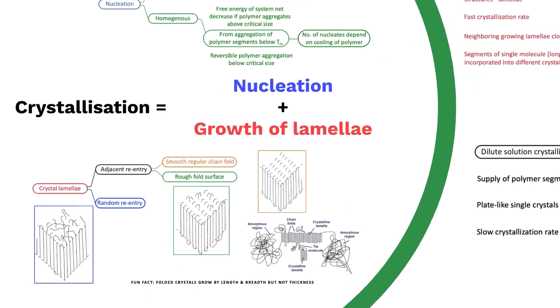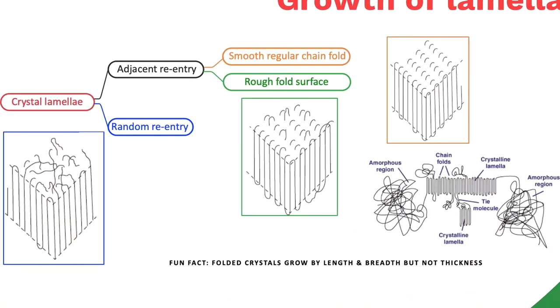The crystal lamella can grow differently through random re-entry, which is what I've shown you in previous recordings when I was discussing the switchboard re-entry model in Introduction to Polymers. Or we can have adjacent re-entry through a smooth regular chain fold or a rough fold surface. Folded crystals grow by length and breadth, but not thickness.